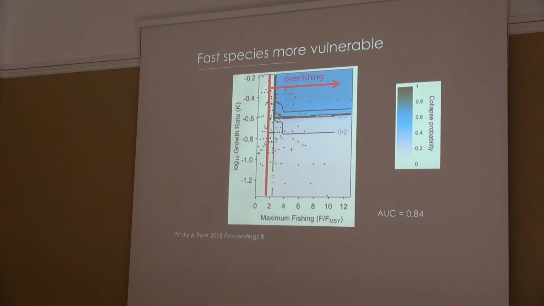At high fishing pressure, though, for populations that experience overfishing, if they grow slowly, they have a slightly elevated risk of collapse. If they grow quickly, they have a quintupled risk of collapse relative to slow-growing species. So it's the interaction between how fast the species is growing and how hard they're being fished, implying that it's really hard to fish sustainably for these fast-growing species.